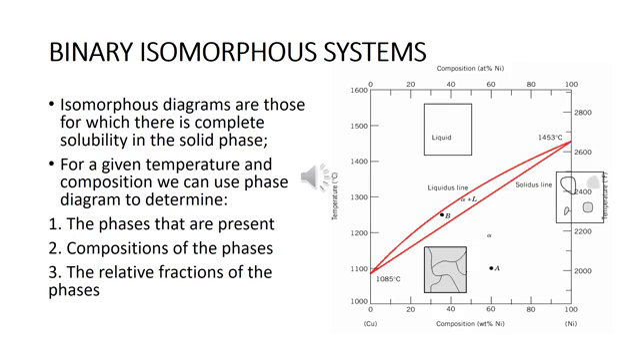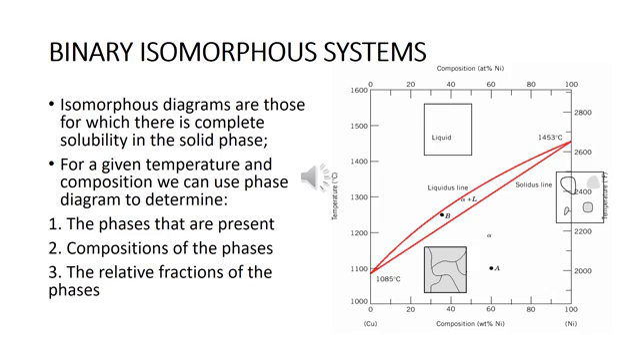Under the binary phase diagrams, we have the isomorphous diagram. In this case, two components are completely soluble in the solid phase. For a given temperature and composition, we can determine the concentration of each phase, the composition of each phase, and also the relative mass fraction of each phase.